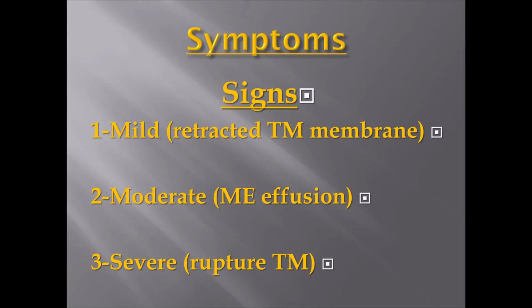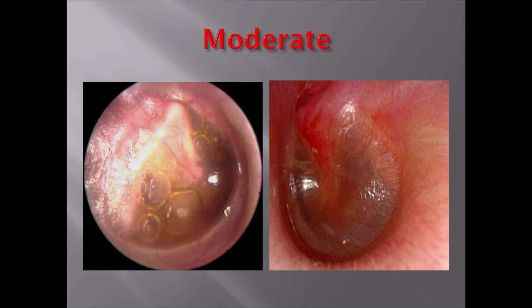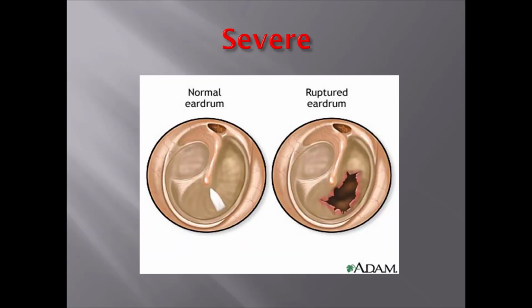These symptoms of the otitic barotrauma are in 3 stages, which are mild negative pressure leading to retracted tympanic membrane, moderate negative pressure leading to middle ear effusion, and severe negative pressure leading to tympanic membrane rupture. These are the photos of the retracted tympanic membrane, and here are the photos of the middle ear effusion, and finally these figures are for tympanic membrane rupture.